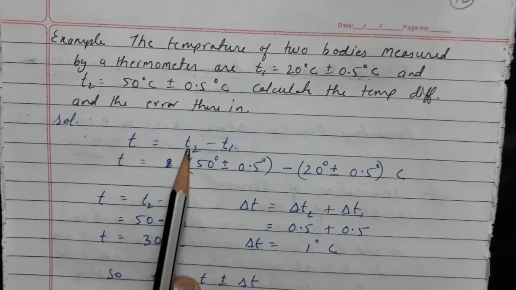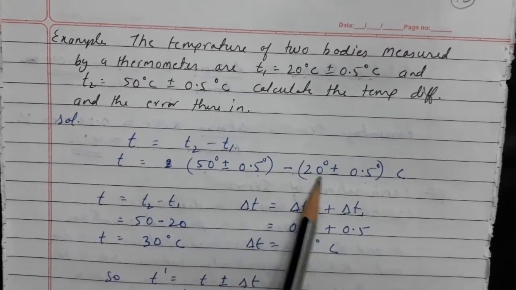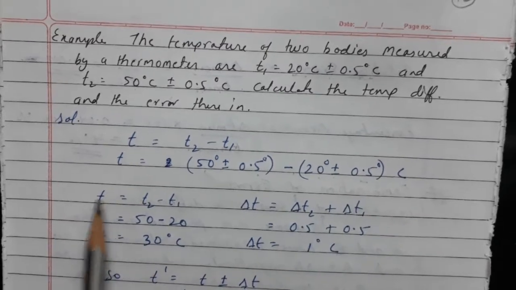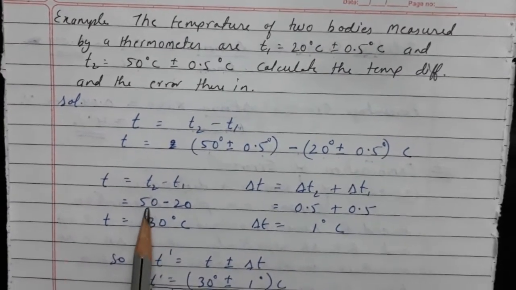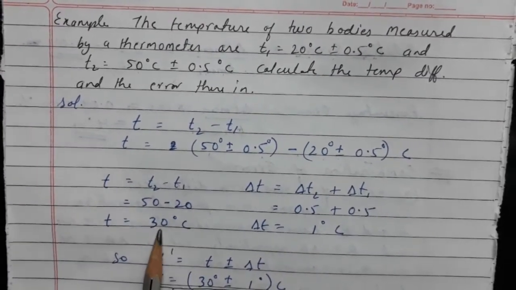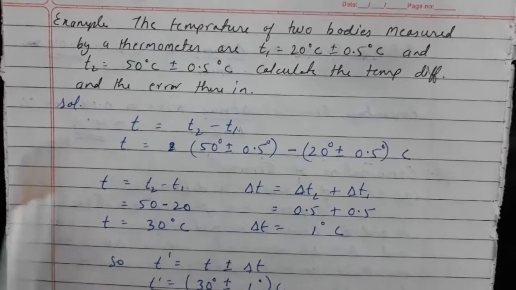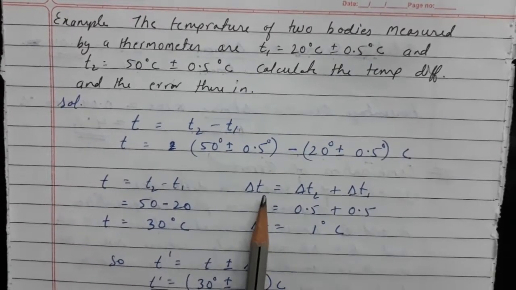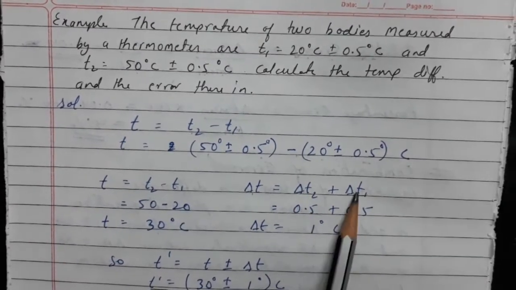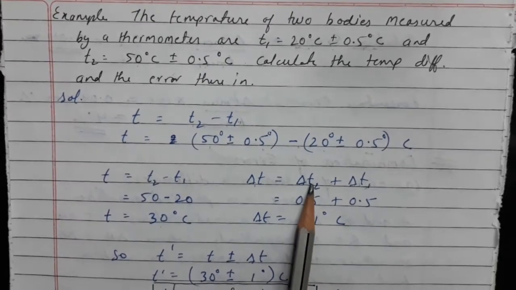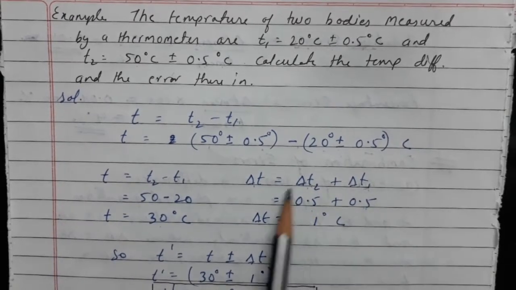So what will be the measured value of T2? It is 50 degrees Celsius plus minus 0.5 degrees minus 20 degrees Celsius plus minus 0.5 degrees Celsius. The difference of the true values can be directly found by subtracting the two quantities. 50 minus 20 gives 30 degrees Celsius. So this is the actual temperature difference. But what about the errors? As we have discussed in the previous concept, the resultant absolute error will be the sum of the individual absolute errors of the two quantities. So absolute error in T2 is 0.5 and absolute error in T1 is 0.5. And what will be the resultant absolute error?